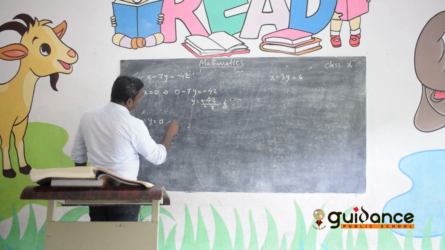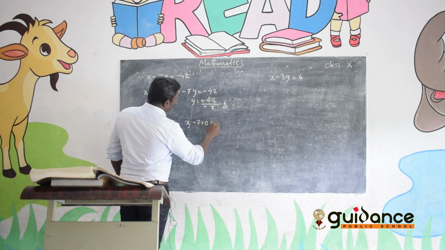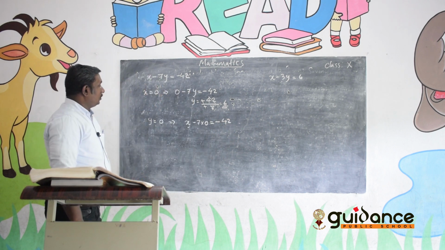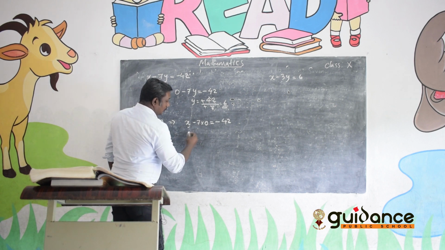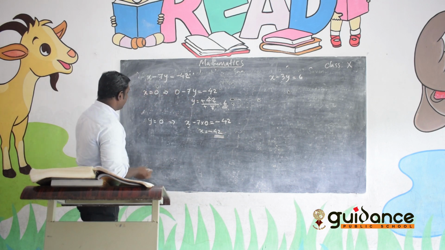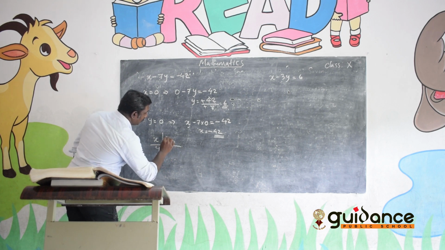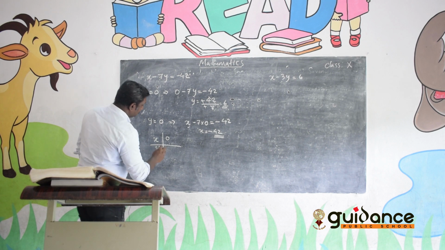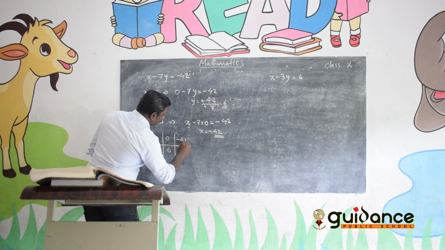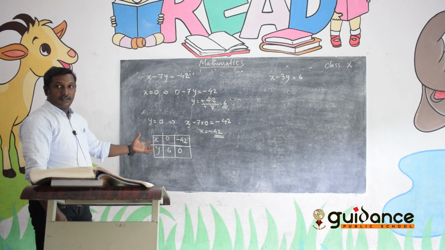Then, which implies x minus 7 into 0 equal to minus 42. Then x equal to minus 42. Then we got the two values. What are they? X and y, that we can write here. When x equal to 0, y equal to 6. Then when y equal to 0, x equal to minus 42. This way we can find out the values of the first equation.